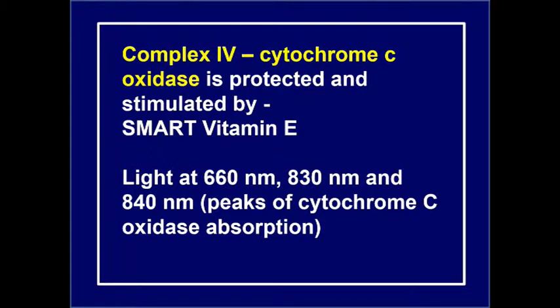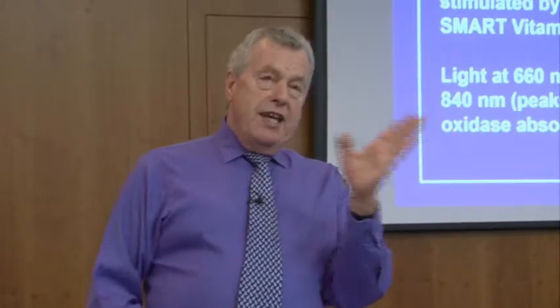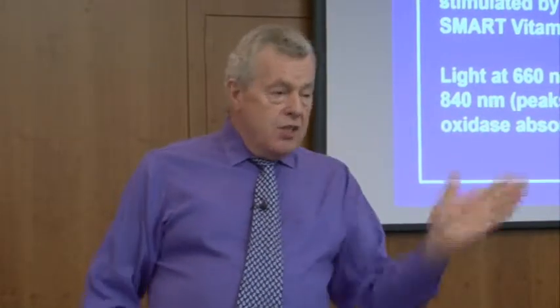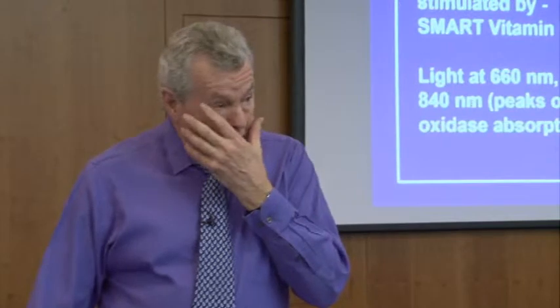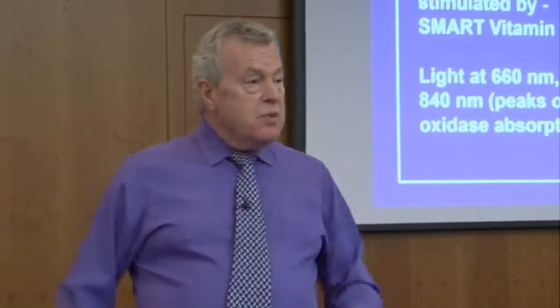Complex 4, cytochrome C oxidase, is protected and stimulated also by vitamin E. So in the therapeutics, which I've been learning about, light beyond the visible spectrum is still light, but we can't see it. In the same way, down at the ultraviolet, when we go below 380, we can't see it anymore. But some people can. Some people can see a little bit more. They see violet lights, which we don't.